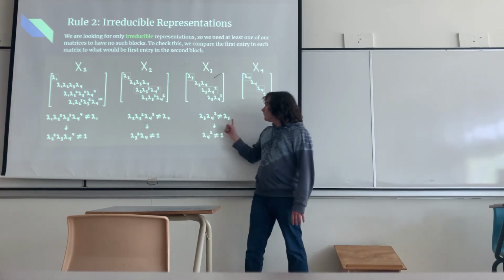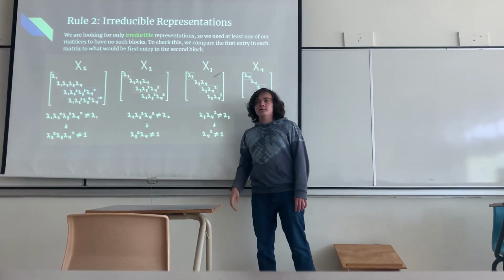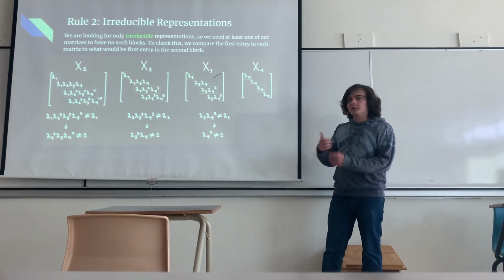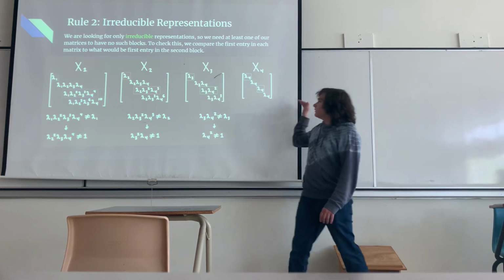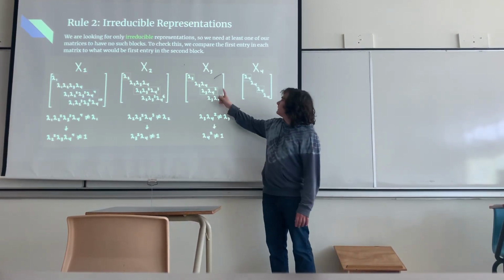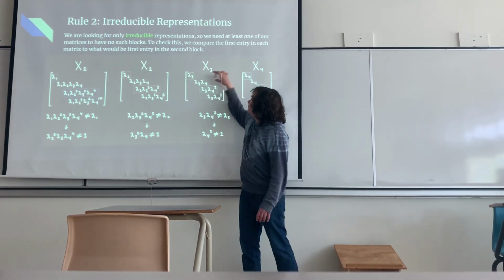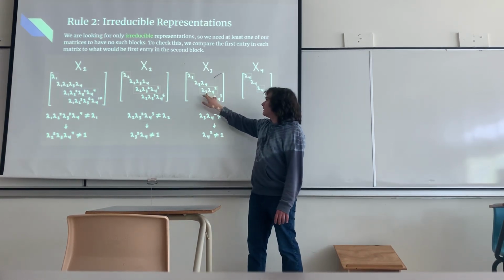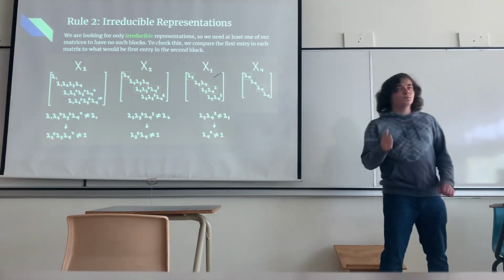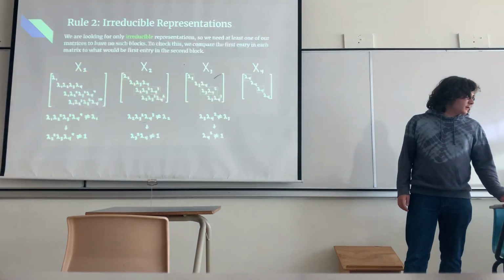But we only need one of them to not be equal, because we only need one of the matrices to not have blocks. If one of them didn't have blocks, but all the other ones did, we still couldn't cut our representation in half because we would have lost these. So say this one doesn't have blocks, but all the other ones do. We can't just take the first two entries of everything because we lost these last two. So what I'm saying is we need to make sure that at least one of them doesn't have blocks, then it's irreducible. Okay, and that's our second rule.